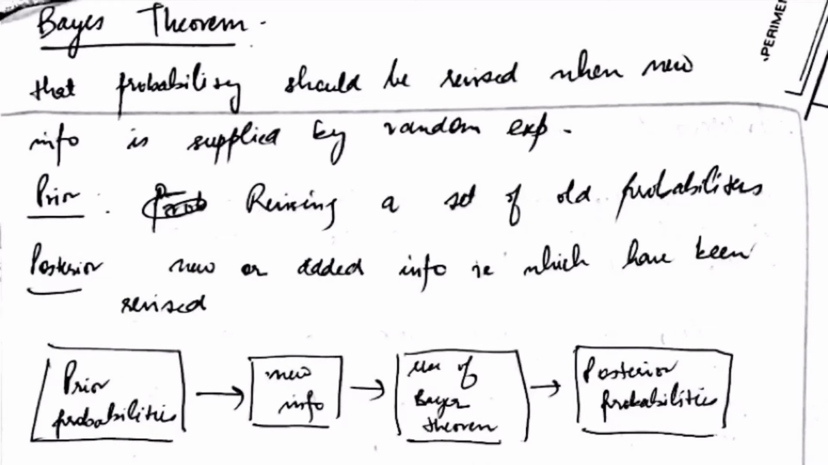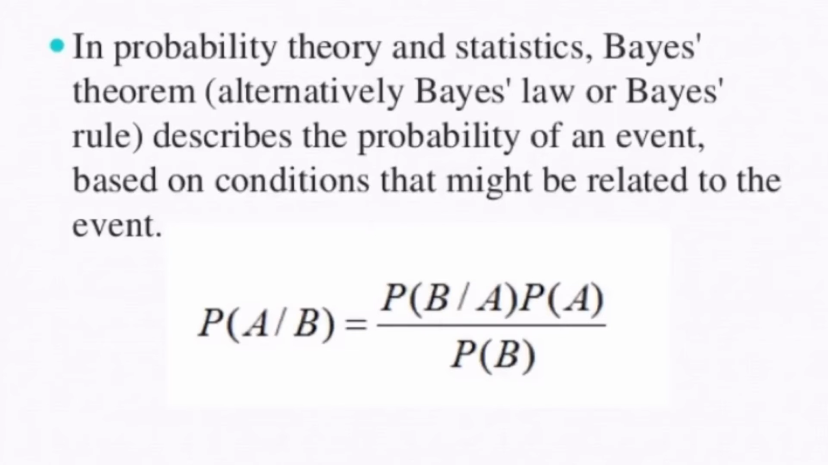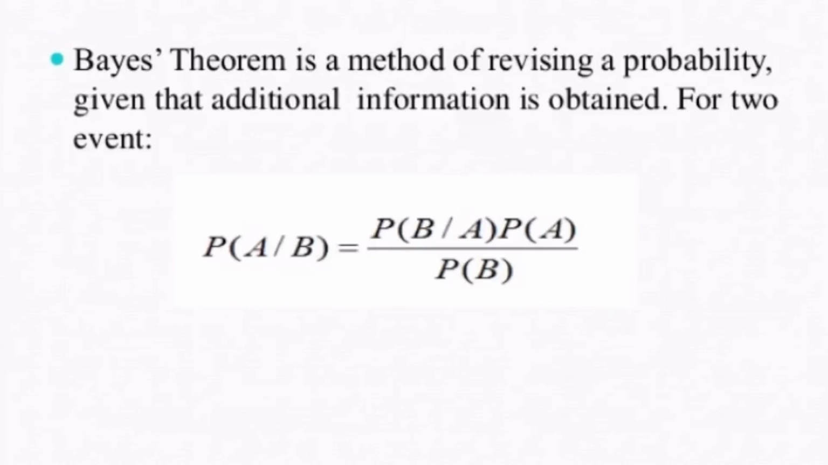Bayes' theorem describes the probability of an event based on conditions that might be related to the event. It is just like conditional probability. And for two events, Bayes' theorem is a method of revising a probability when additional information is obtained. The formula is given below.